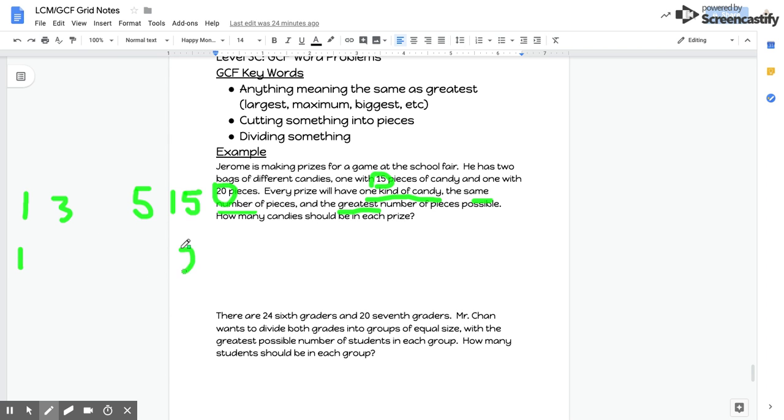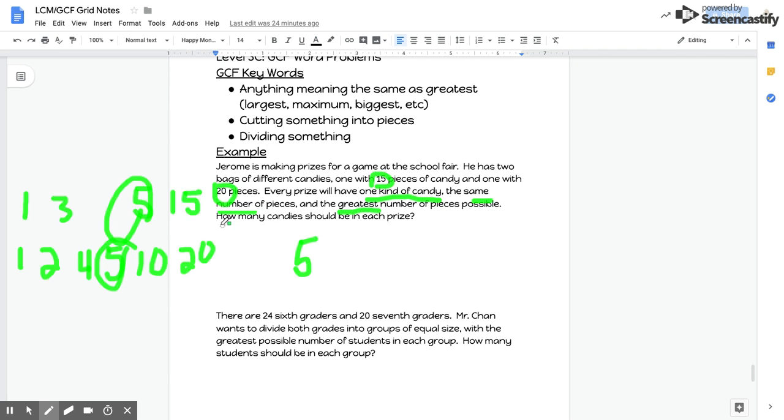Okay, 1 and 20. 2 and 10. 3 is not a factor, so 4 and 5. And then since 5 is a number I already have, I'm good to stop there. So I'm going to look here. What do I have in common? I've got 5s in both and 1s. So 5 is my greatest common factor. So 5 will be my answer.